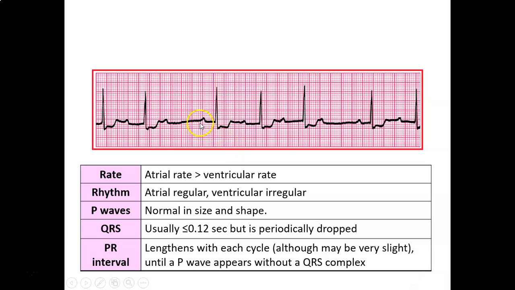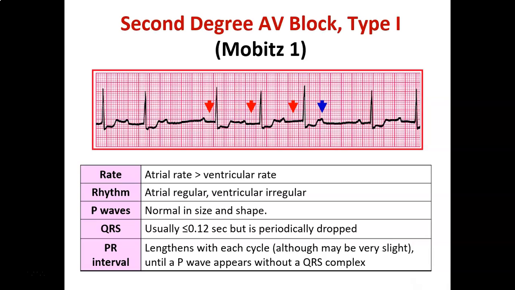This gradual lengthening of the PR interval, and then some P wave is not followed by the QRS complex, and the cycle repeats itself, is called Wenckebach phenomenon, and this type of block is called second degree type 1 AV block or Mobitz type 1.